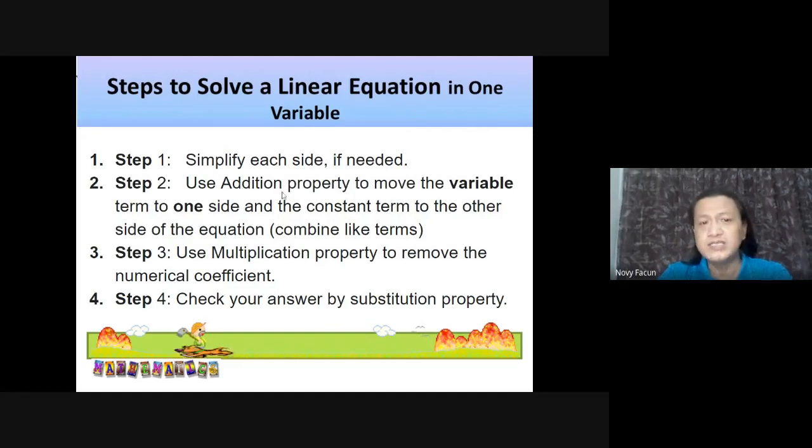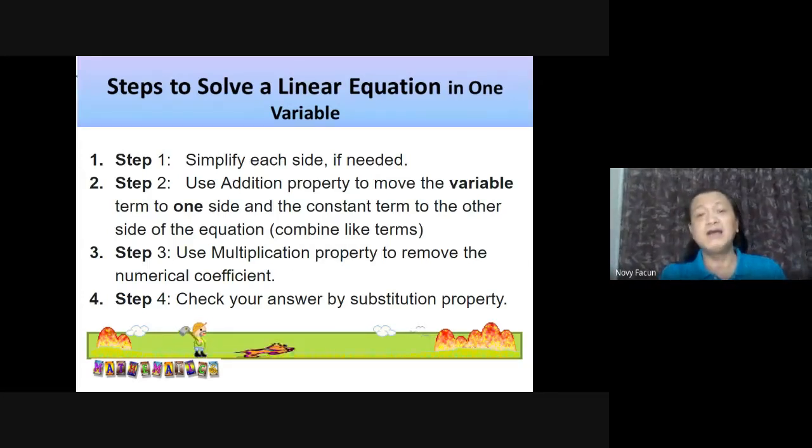Step 2, use the addition property to move the variable term to one side and the constant term on the other side of the equation. So, dito i-apply natin yung sa algebraic terms or this is the combining like terms, addition of polynomials. Kaya, i-add natin sila, similar terms. Number 3, step 3, use multiplication property to remove the numerical coefficient.